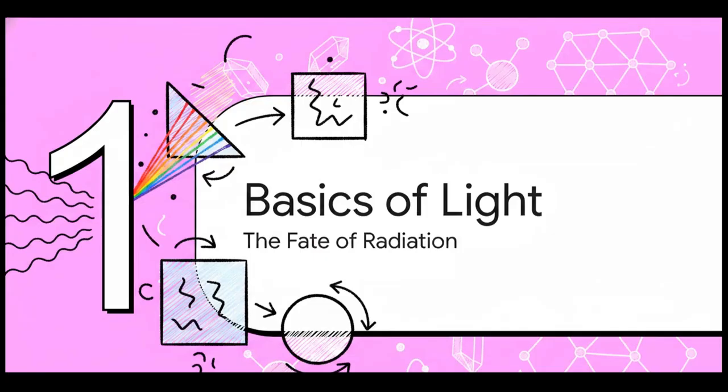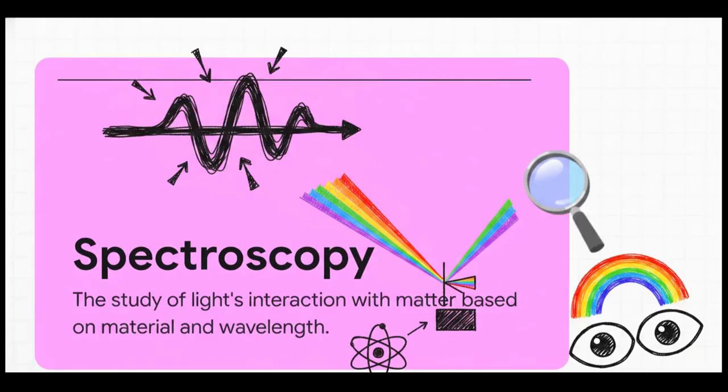All right, Section 1. Basics of light spectroscopy. The fate of radiation. To start, we really need to establish what spectroscopy actually is. At its core, it's fundamentally the study of how light interacts with matter. And this interaction heavily depends on both the material itself and the specific wavelength of the light. Ultimately, this very interaction is what determines which parts of the visible spectrum enter our eyes, and therefore, the colors we perceive every single day.